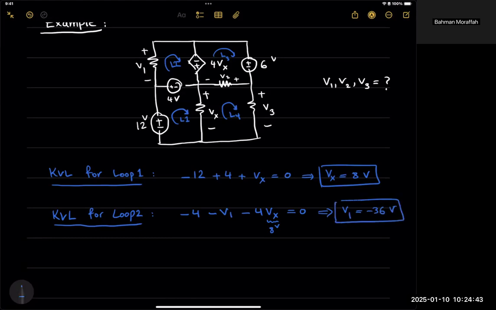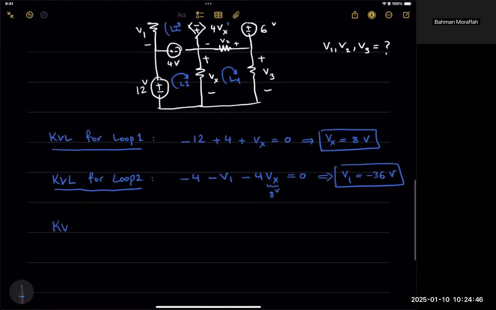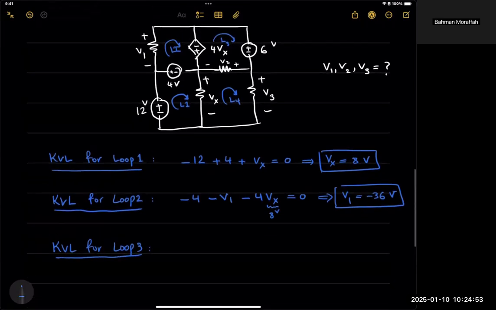I can do the same thing for loop 3. So let's do KVL for loop 3. Again, I'm going clockwise. I just need to add up all the voltages. So let's start with the independent source. I have 6 plus V2 plus 4 Vx. That should be 0. Therefore, V2 is minus 4 Vx minus 6. I know this Vx is 8 volts. Therefore, V2 is minus 38 volts.